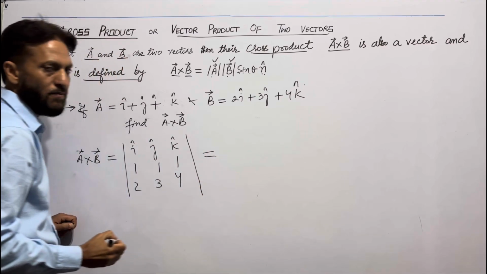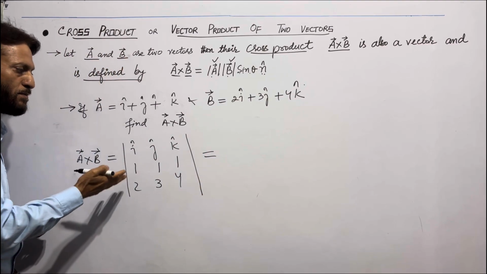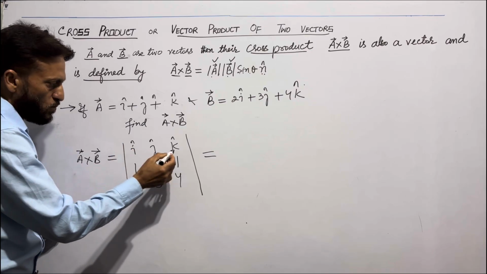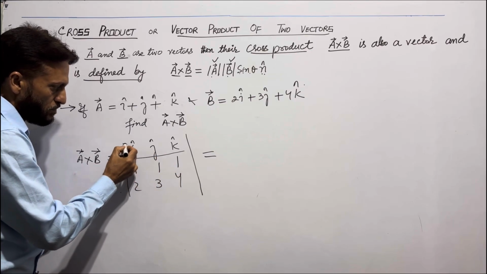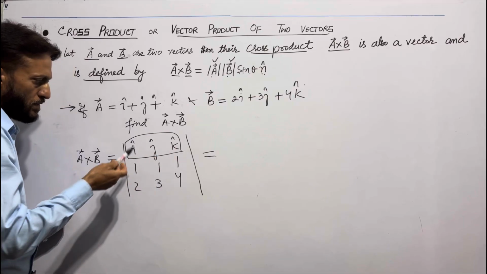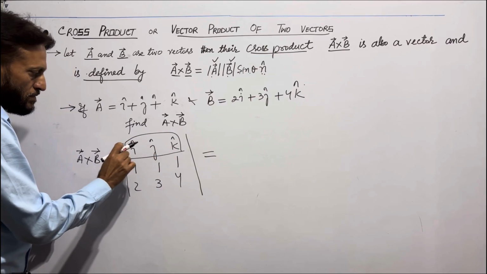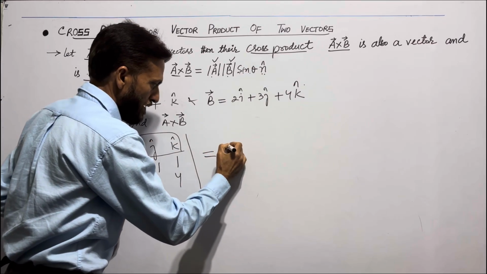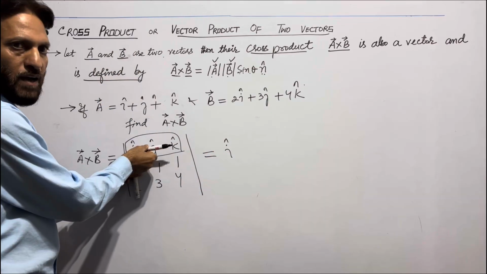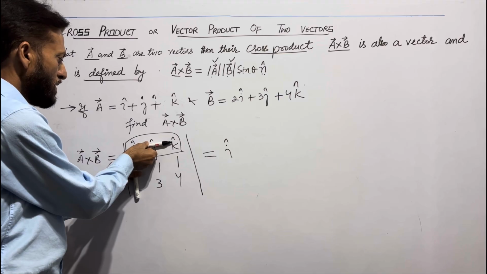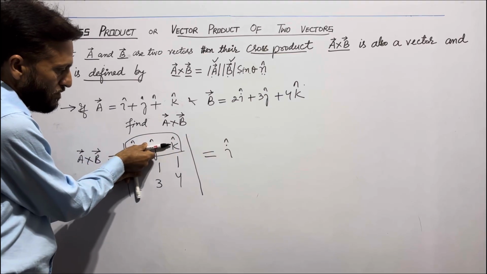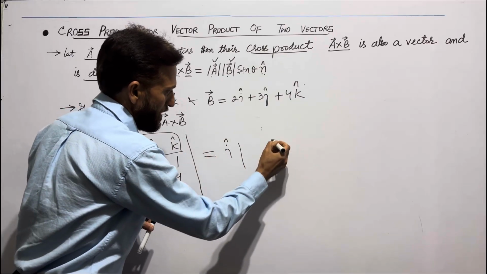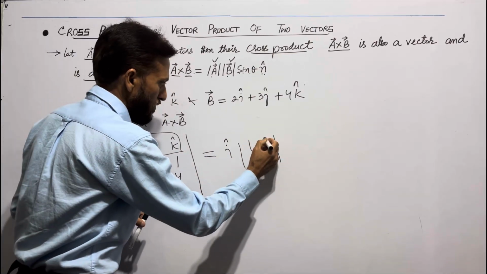Now I will solve this determinant. Consider the first row. Here the first element is i. Let me write i. I will hide the row and the column containing i. What do I have? I have 1, 1, 3, 4. I will construct a small determinant: 1, 1, 3, 4.